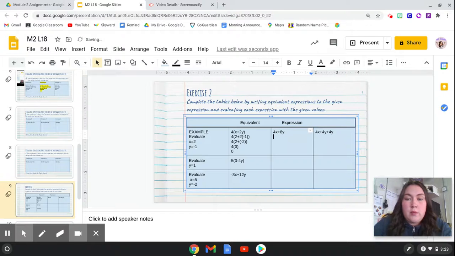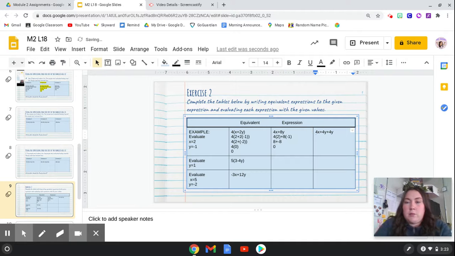Okay, then I'm going to go ahead and do it over here as well. So I have 4, my x is a 2, and add, I have 8 times -1. 4 times 2 is 8. 8 times -1 is -8. And 8 plus -8 is 0. So I see that my answers are the same. That's how I know it's equivalent.